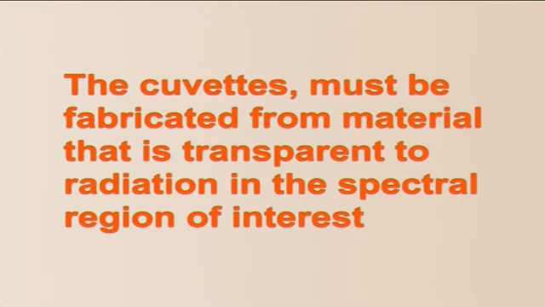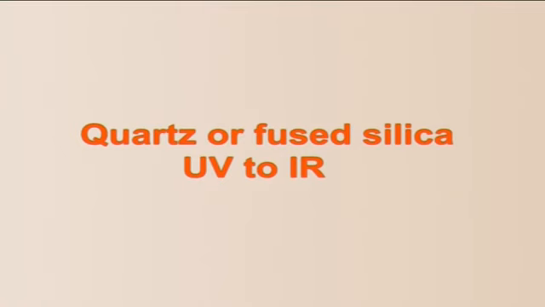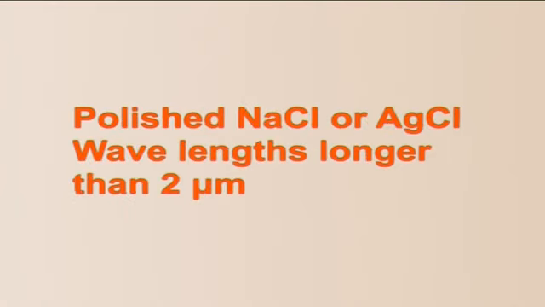Cuvettes, also called cells, are provided in pairs that have been carefully matched to make possible the transmission through the solvent and the sample. The cuvettes must be fabricated from material that is transparent to radiation in the spectral region of interest. The commonly used materials for different wavelength regions are: quartz or fused silica, UV to IR; silicate glass, above 350 nanometers to IR; plastic, visible region; polished sodium chloride or silver chloride, wavelength longer than 2 micrometers.